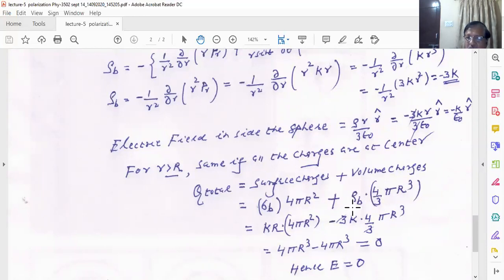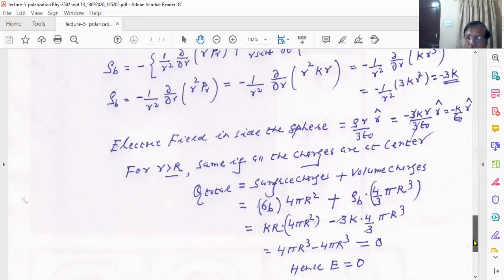Now rho b is minus 3k, which we have already calculated. So I put a minus 3k here, and this gives you 4 pi r cube, and the 3 and 3 cancel. This is minus 4 pi, because there is a minus sign in this rho b. So the total surface charge is 4 pi r cube, and the total volume charge is minus 4 pi r cube. They cancel each other, so the total charge enclosed by the sphere is 0.